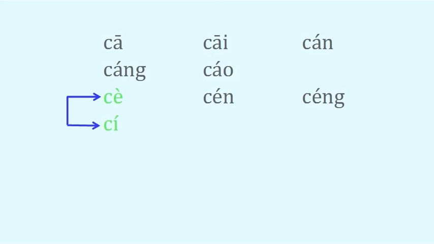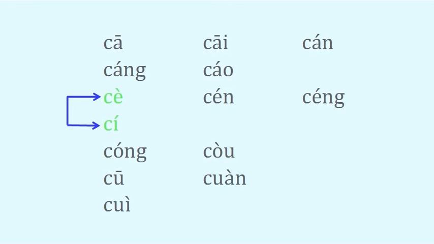Coeng is pronounced as chong. Cou is pronounced as cho. Cu is pronounced as chu. Cuan is pronounced as chuan. Cui is pronounced as chui. Cun is pronounced as chun. Cuo is pronounced as chuo.